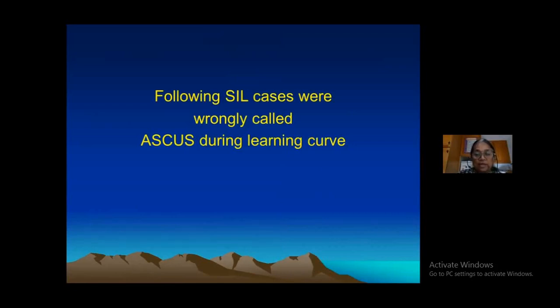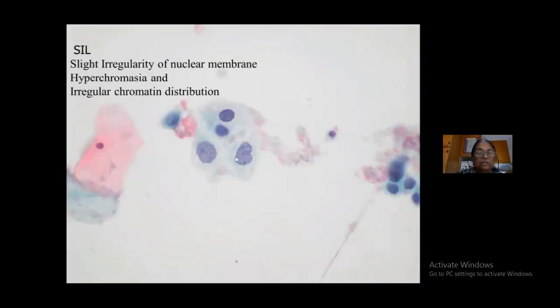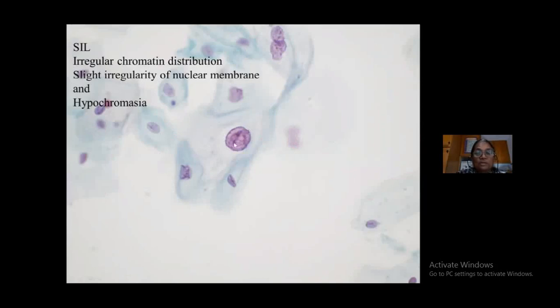Following SIL cases were wrongly called ASCUS during learning curve. The indented nucleus, those SIL with indented nucleus was called ASCUS, while it is SIL with abnormal chromatin pattern. The slight irregularity of nuclear membrane, hyperchromasia and irregular chromatin distribution, this is SIL. Hypochromasia, and still abnormal chromatin distribution is SIL.